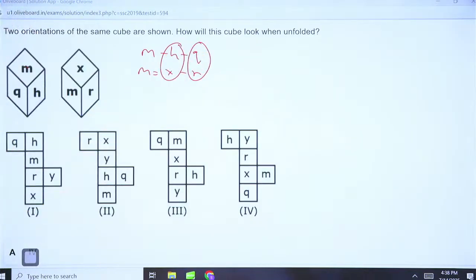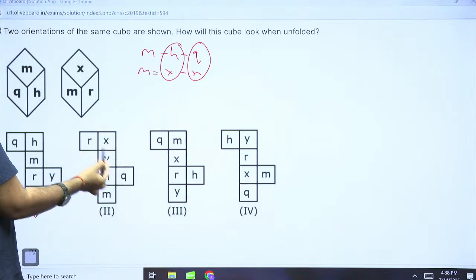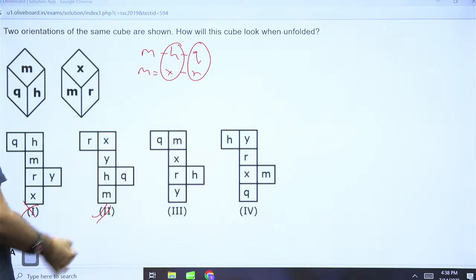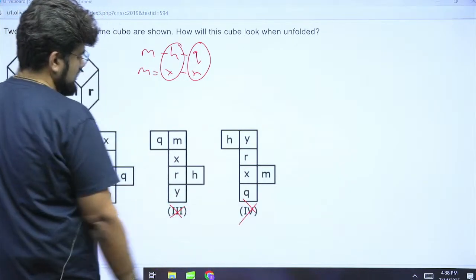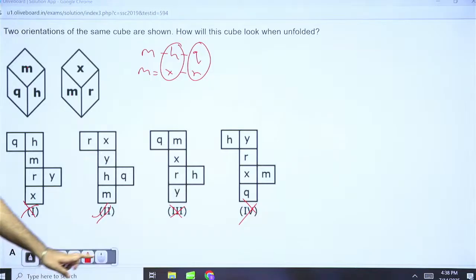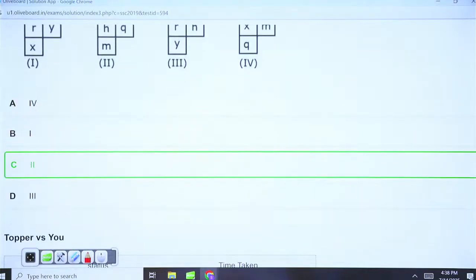So, H and X have to have a gap of 1 here. H is opposite to R here. Does not make sense. Gone. H is opposite to X, Q is opposite to R, Y is opposite to M. This makes sense. Okay. And we have only one option as the correct answer. So that's how it's going to work. M is opposite to R, not possible. Y is opposite to X, not possible. So only option 2 is the correct answer, which is C.